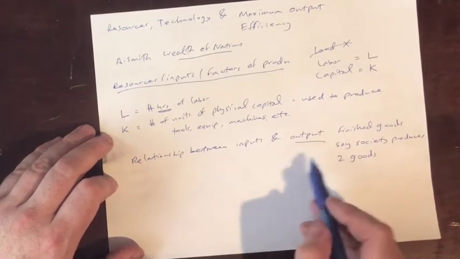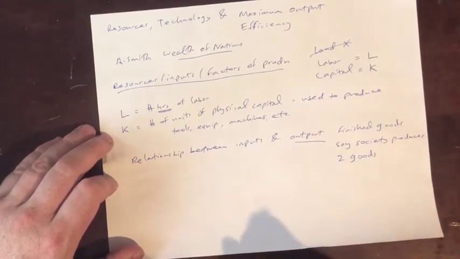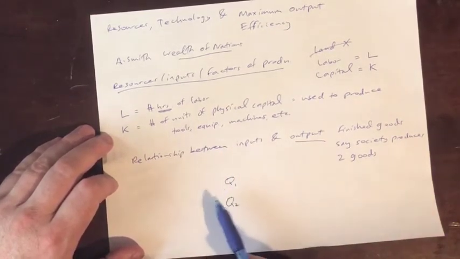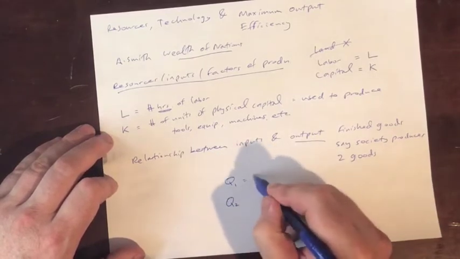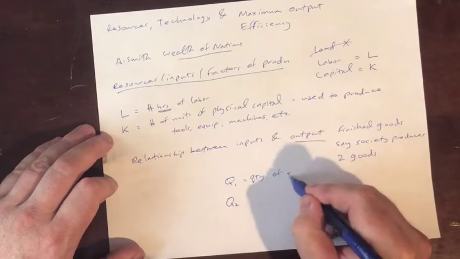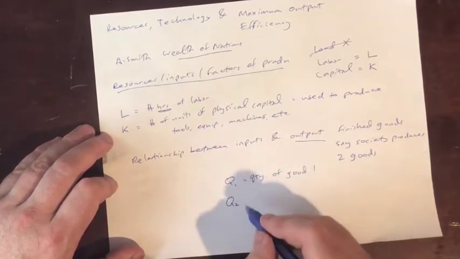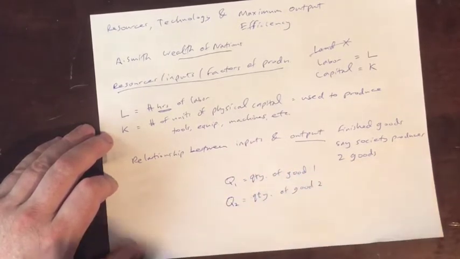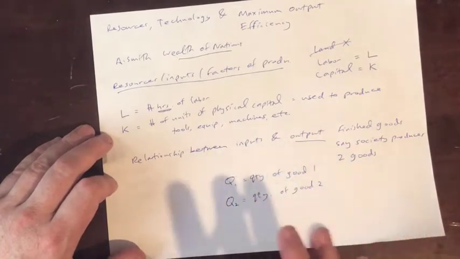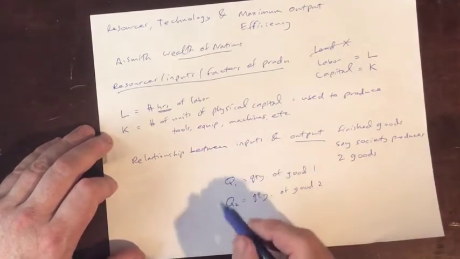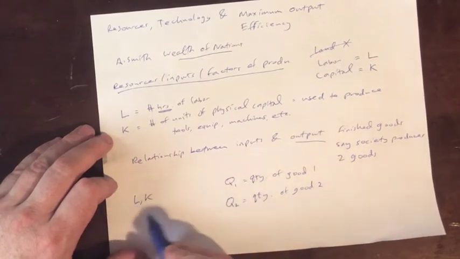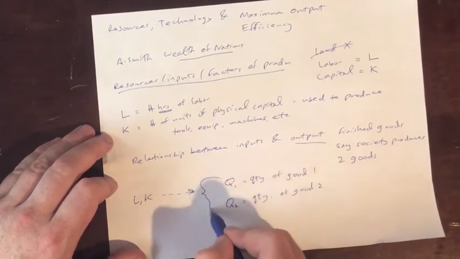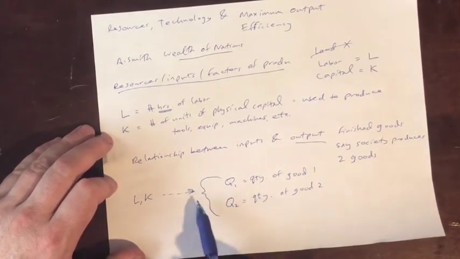All right, and we will look at the quantity of these two goods like so. Let's call them good one and good two. So Q1 stands for the quantity of good one, and Q2, of course, the quantity of good two. All right, so here's our question: what's the relationship between these? We have these resources in society, labor and capital, and we're going to take them and produce finished goods. What is the relationship?